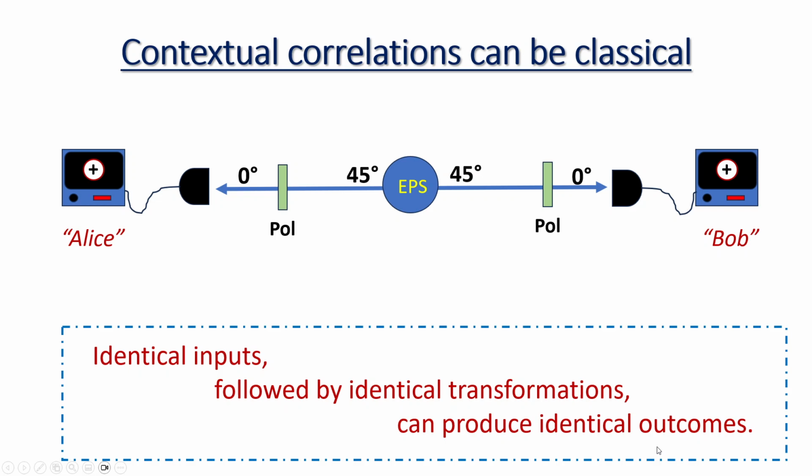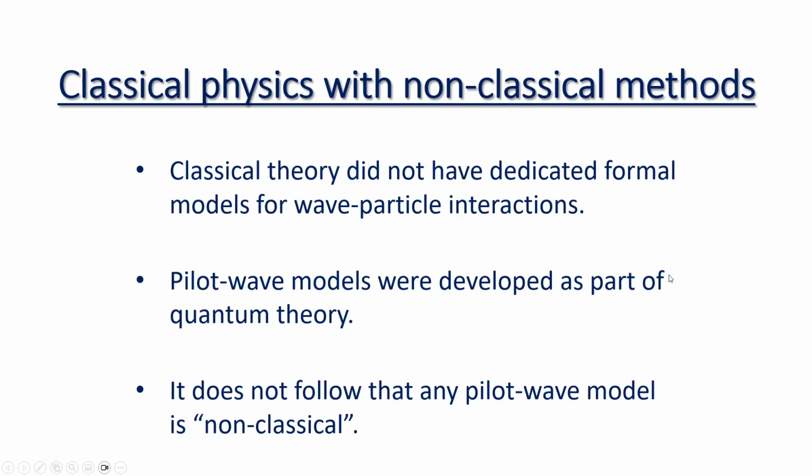In this case, the photons can be prepared to be identical at the source, followed by identical microscopic transformations and leading to identical detection events. In short, contextual properties are perfectly classical, and there is nothing unusual about their correlations. We just need to understand the rules that govern their patterns of manifestation.